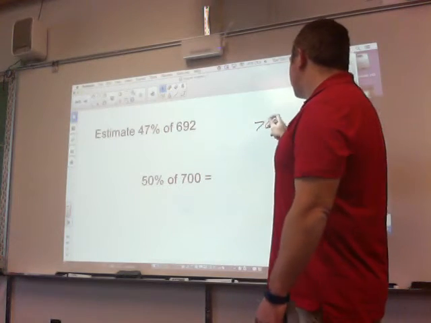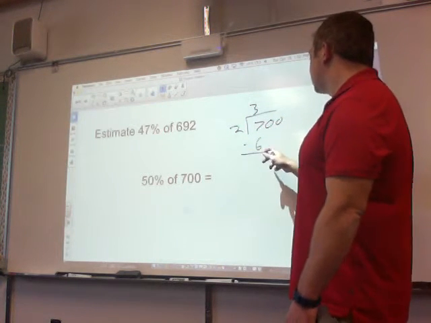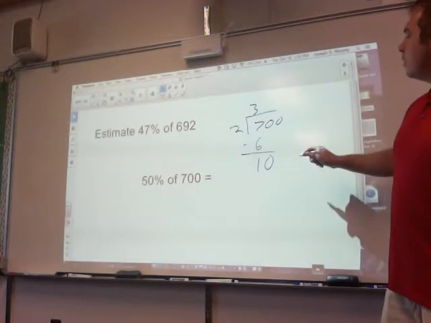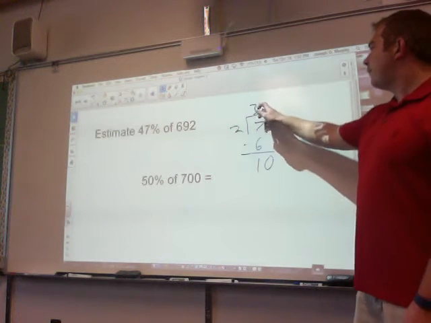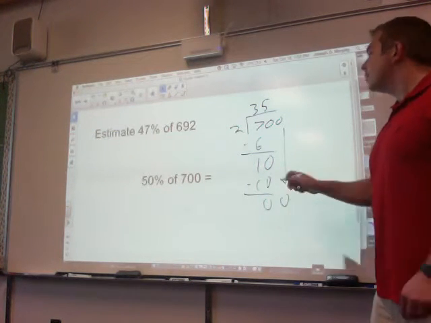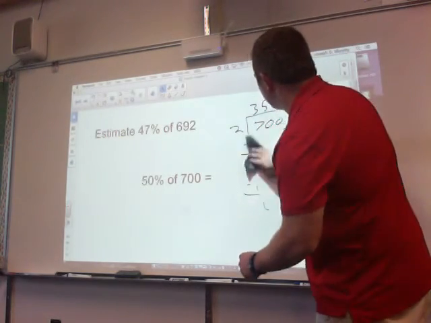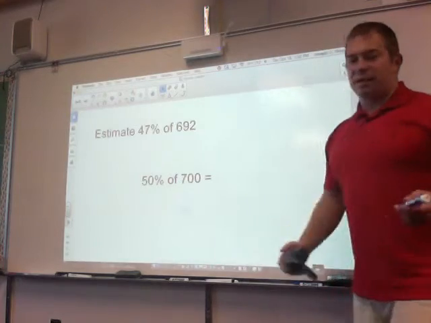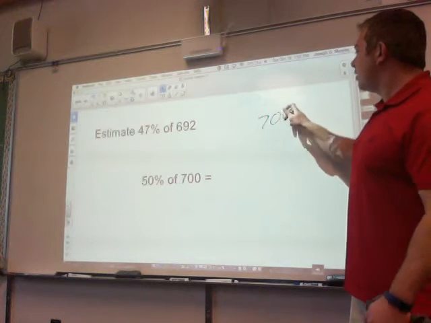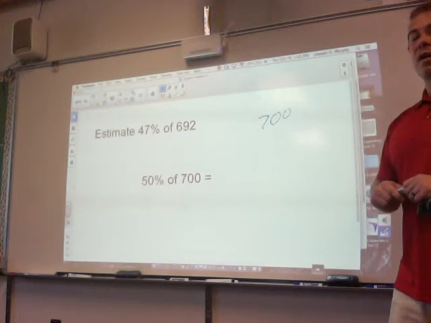Well, 700 divided by 2 equals 3, 5, 0. 2 goes into 10 5 times. Bring down my last 0. 2 goes into 0 zero times, so it's 350. But if you have to do the work, there's no point in estimating, right? So you might as well just do 700 cut in half, and you should know 600 cut in half is 300, and 100 more cut in half is 50.